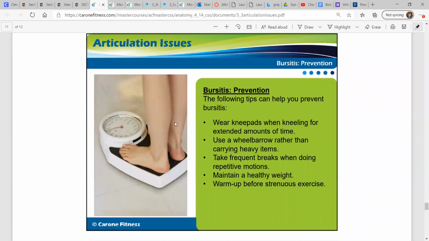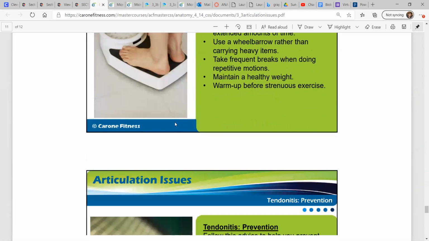How do you prevent it? Well, knee pads when you kneel, wheelbarrow rather than carrying heavy items, take breaks, maintain a relatively healthy weight, and warm up before exercise.